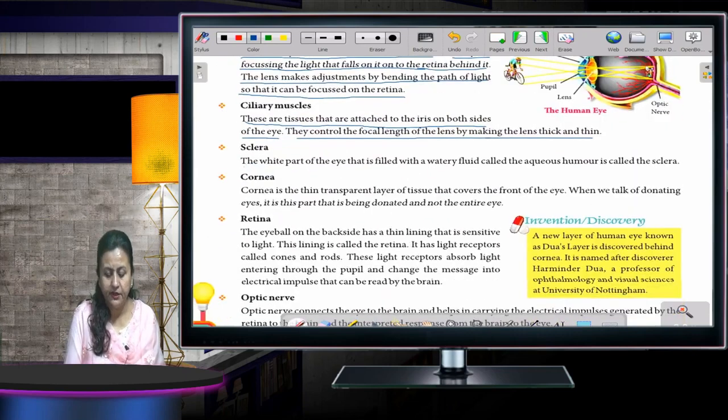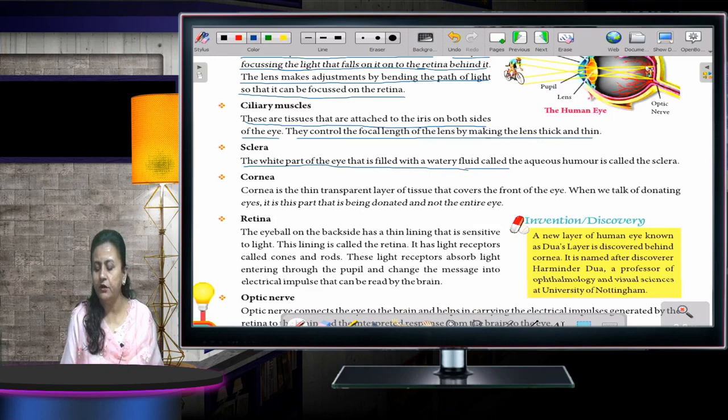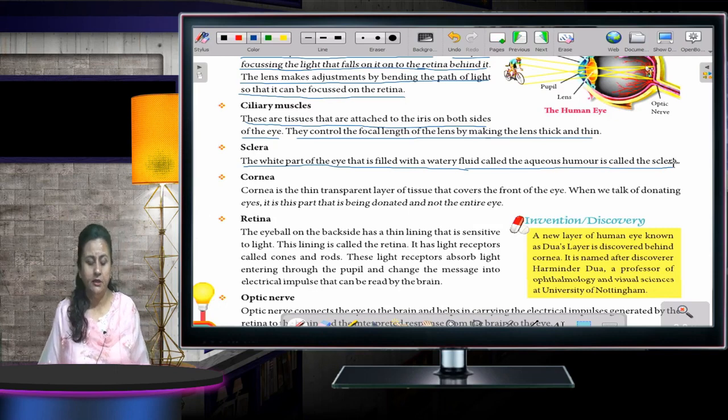Next is sclera. The white part of the eye that is filled with a watery fluid called the aqueous humor is called sclera. The white part, you can see in the eye. The white part is known as sclera.